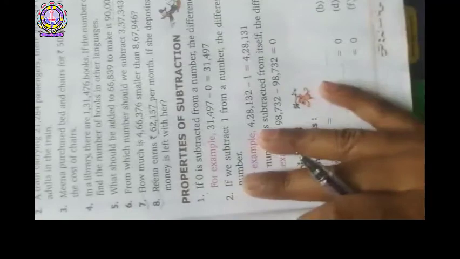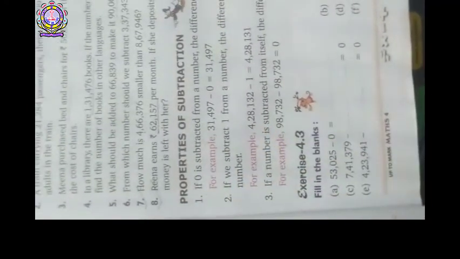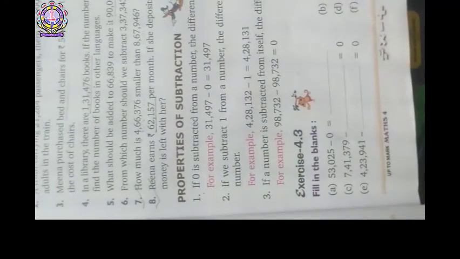Okay, question number 7 and question number 8, do yourself. Okay, exercise 4.2, question number 8 to 8, complete in your notebook. In the next class we will do exercise 4.3. Okay, complete exercise 4.2 in your notebook.